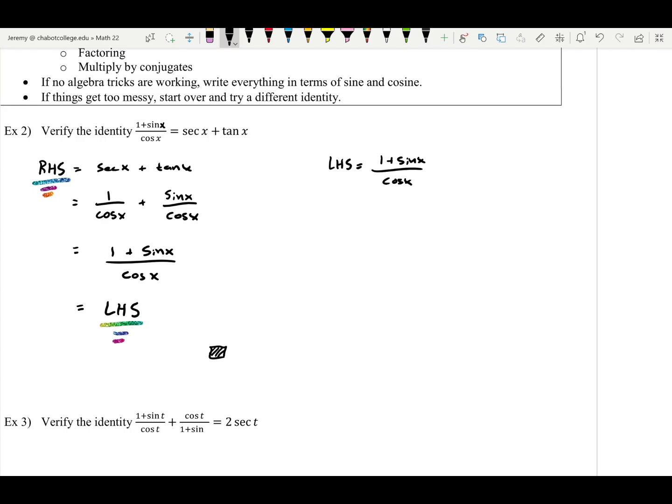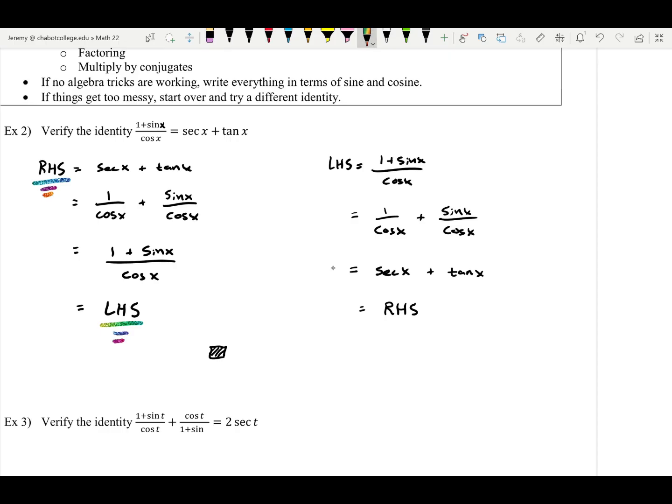Okay, well, one thing that I might do just to try something is I can split up this fraction because I have this addition in the numerator. So I could rewrite this as 1 over cosine x plus sine x over cosine x, like that. And then I might recognize, oh, 1 over cosine x, the reciprocal identity tells me that this is just secant of x. And sine over cosine, that is tangent of x. And would you look at that? That is the right-hand side.